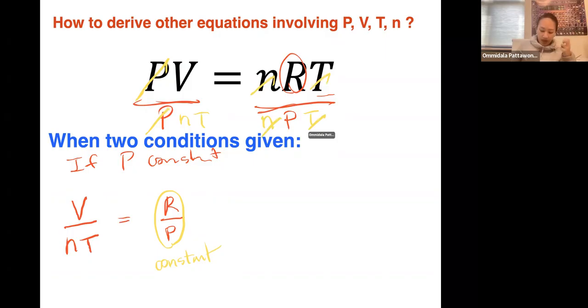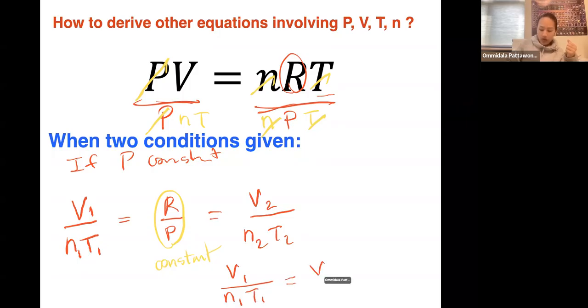Because R over pressure is the constant, if you give this as the first condition, the second condition would equal the same constant. Therefore, V2 over N2 T2 would equal this same constant. So we can derive that V1 over N1 T1 equals V2 over N2 T2. Why is this important?